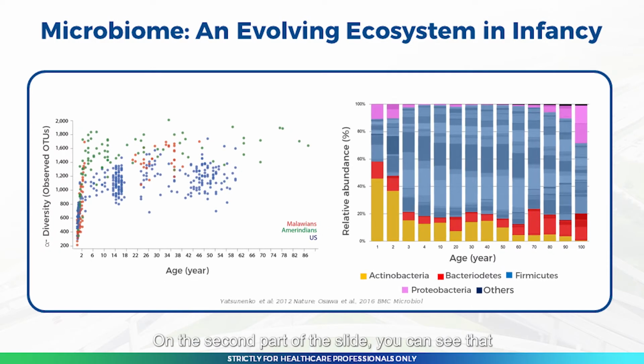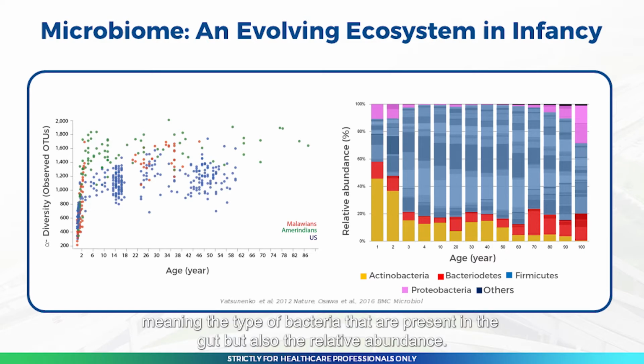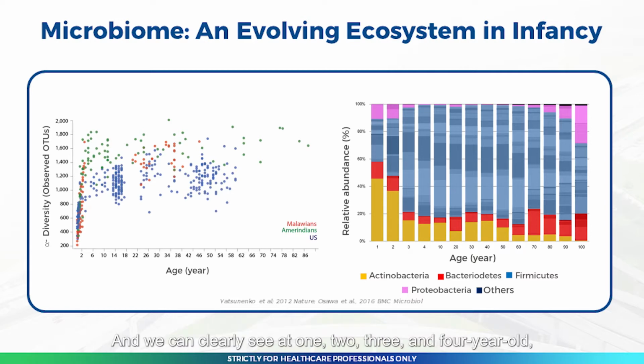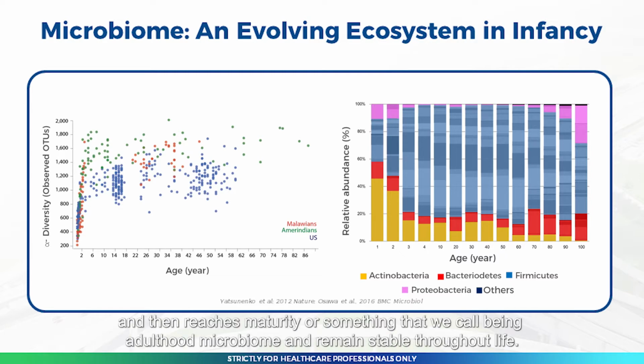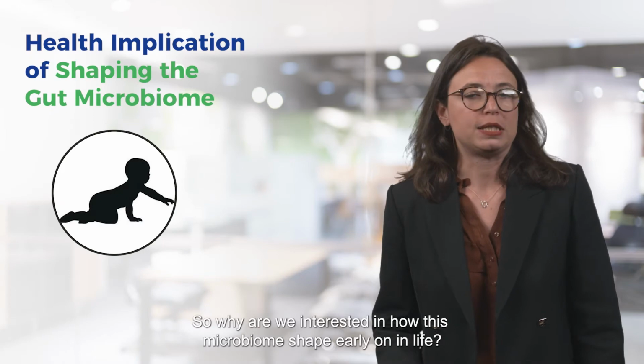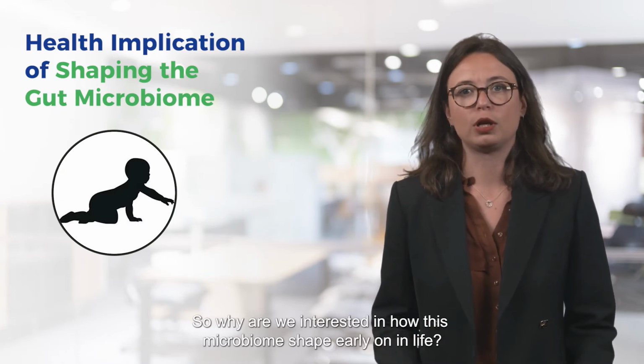On the second part of the slide, you can see that not only diversity changes rapidly during early childhood, but also the composition of the microbiome, meaning the type of bacteria that are present in the gut, and also their relative abundance. You can clearly see at 1, 2, 3, and 4 years old how the prevalence of bacteria evolves rapidly and then reaches maturity, what we call an adulthood microbiome, and remains stable throughout life.